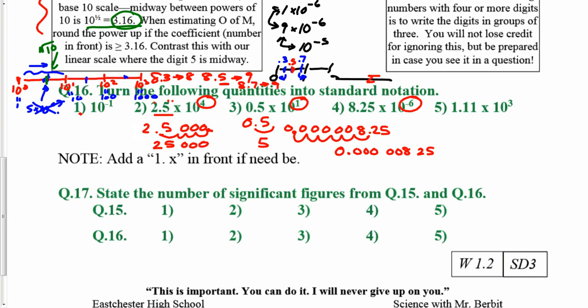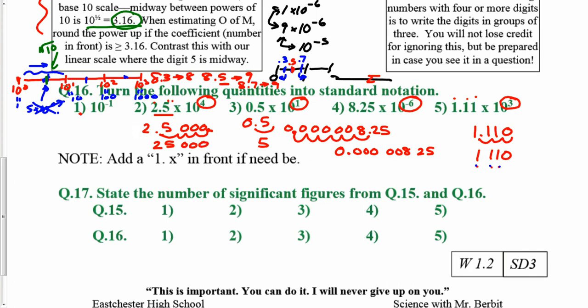Finally, 1.11 times 10 to the 3rd. The instruction is to move it 3 spots. Positive 3 means bigger. 1, 2, 3. Fill in a 0. Your answer is 1,110. Actually, if I'm going to be true to the spacing, 1,110. There it goes. Notice we had 3 sig figs, so 3 sig figs is good down here as well.